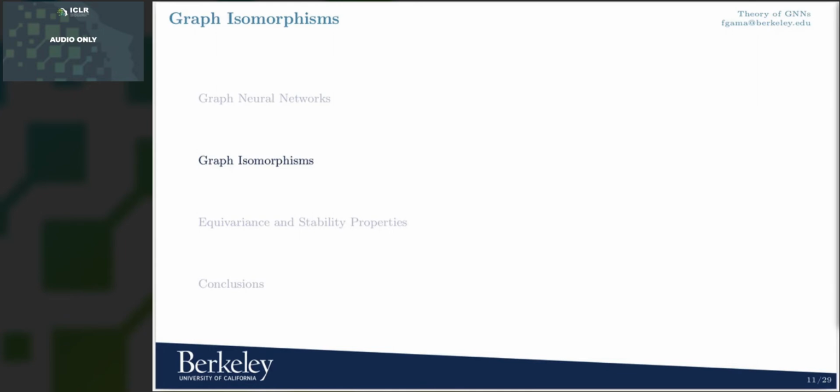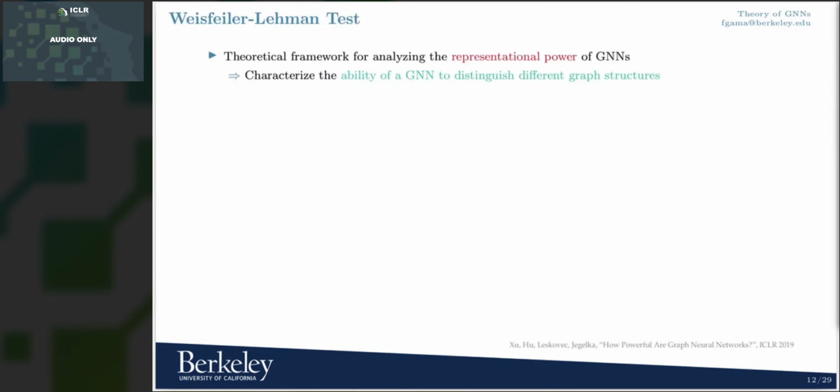As I have mentioned a few times already, consider this to be just a minimal introduction to the principles behind one of the most popular approaches to developing theoretical properties of GNNs. The work by Xu, Hu, Leskovec, and Jegelka establishes a theoretical framework for analyzing the representational power of GNNs. Their objective is to characterize the ability of a GNN to distinguish different graph structures.